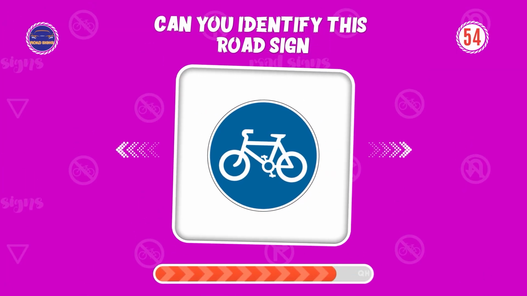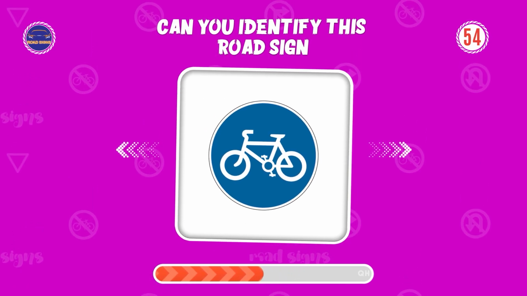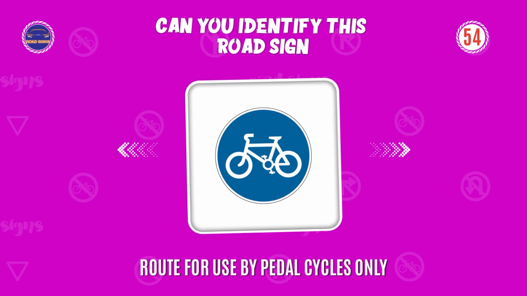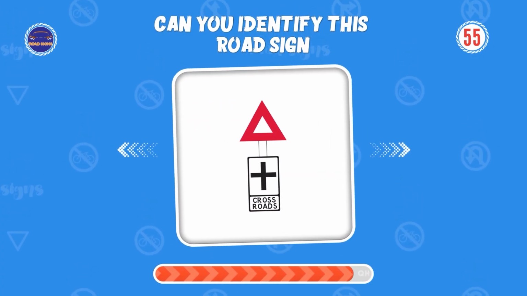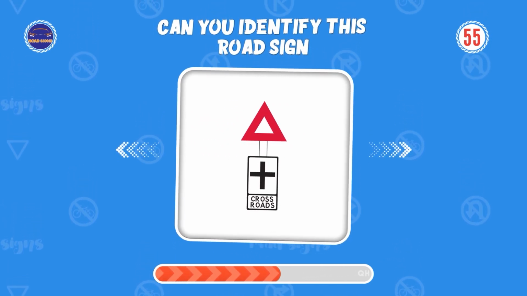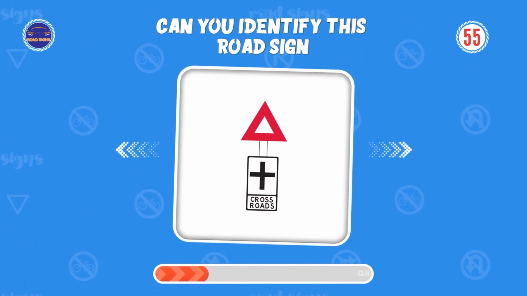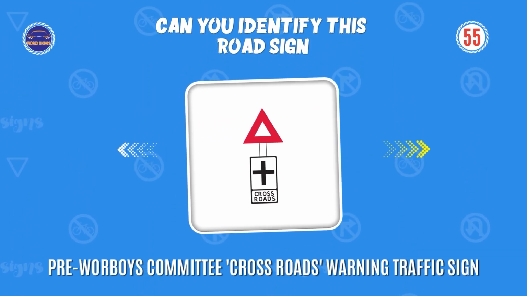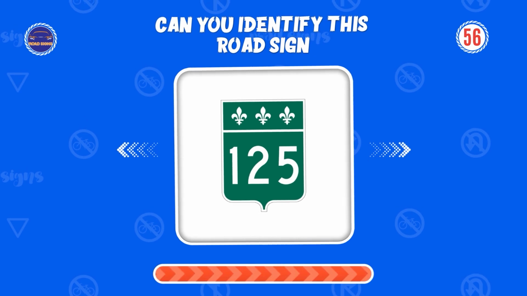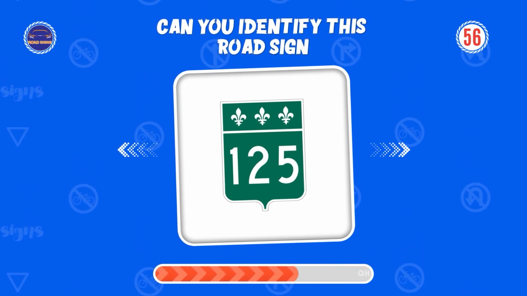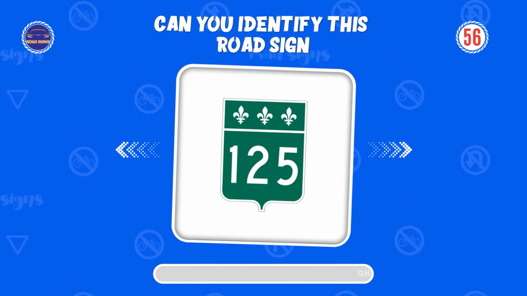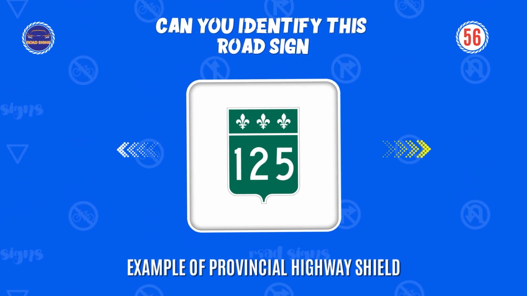What type of route does this sign indicate? Route for use by pedal cycles only. What historical traffic sign is displayed here? Pre-War Boys Committee, Crossroads, warning traffic sign. What does this provincial road sign represent? Example of provincial highway shield.